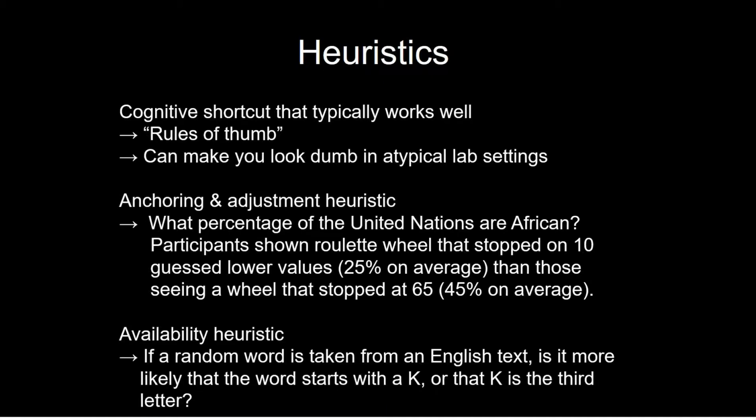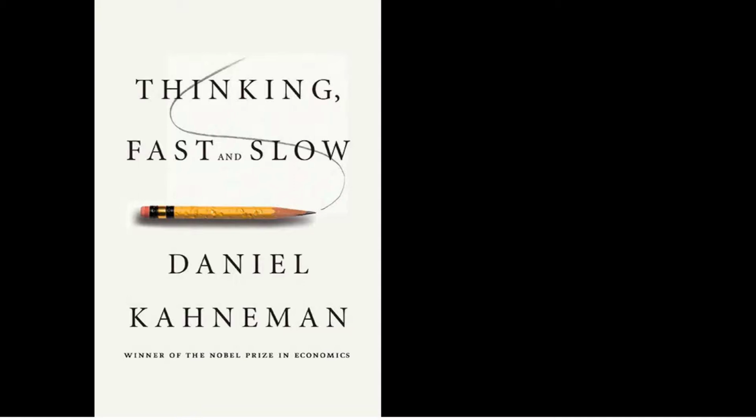Okay, so these are the sort of things that have been the focus of the dual process literature and behavioral econ. It's the stuff that Kahneman's Thinking Fast and Slow book is about.